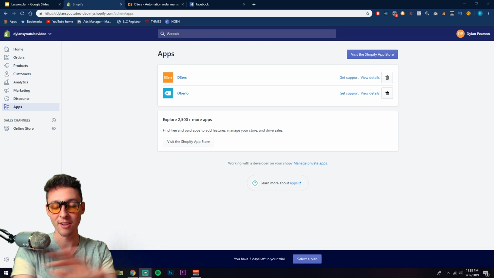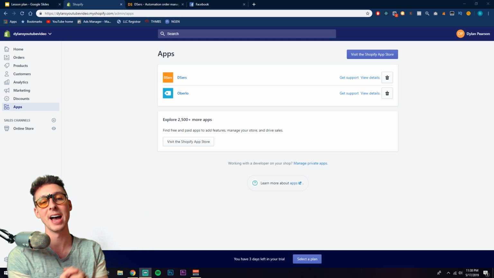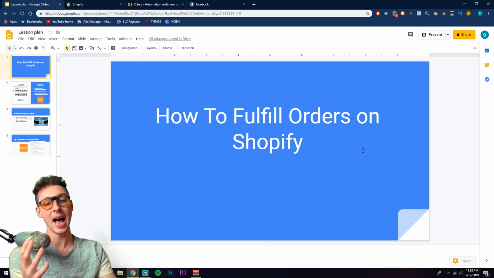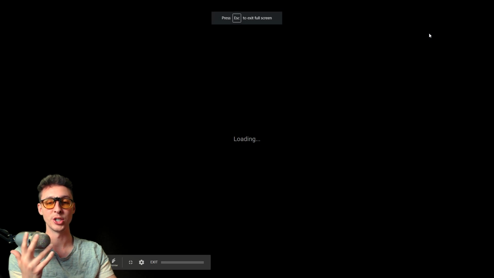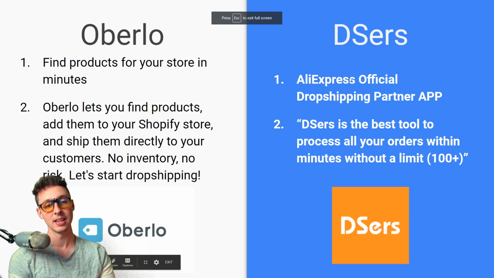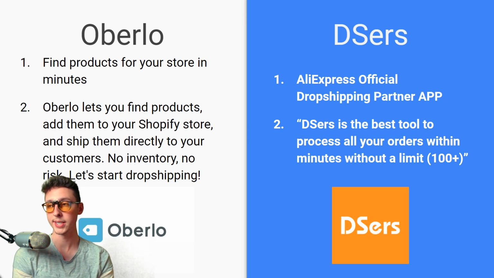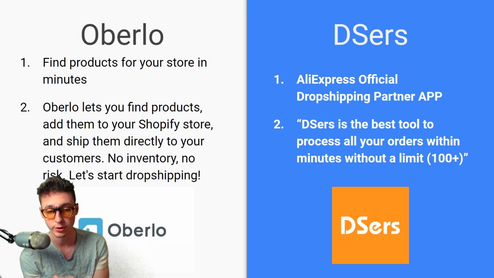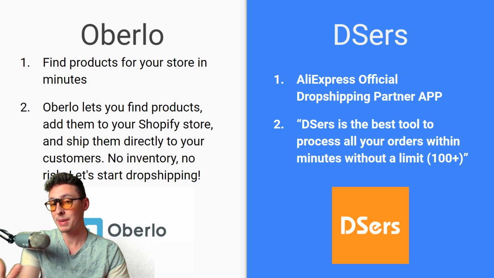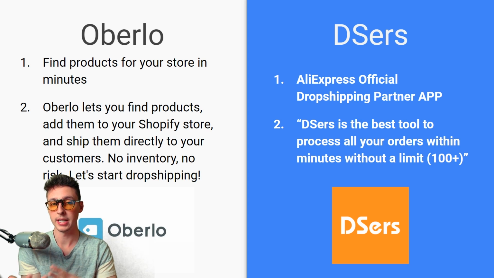So now that we've covered the most important topic, let's go ahead and jump into how to fulfill orders on Shopify. So there's really two main options here. We have Oberlo, which you've probably heard about. If you're not brand new, you've definitely heard of Oberlo. They're a pretty big company in the dropshipping industry.